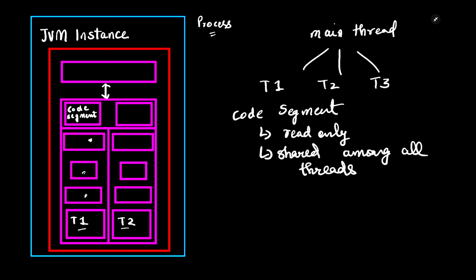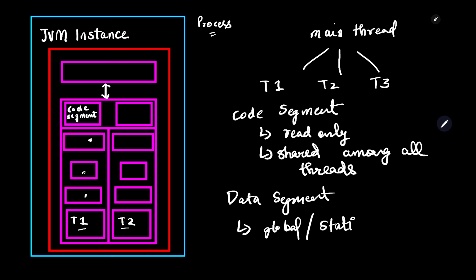Now let's move to the second area, that is the data segment. This area stores global and static variables. All threads can access this data segment, so proper synchronization is required. So basically, this is the data segment.